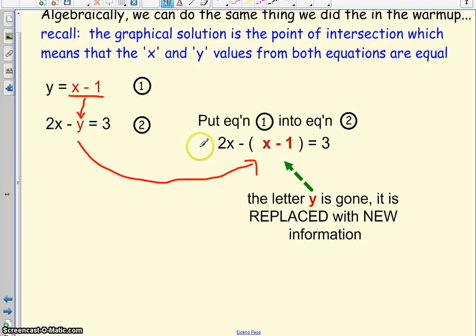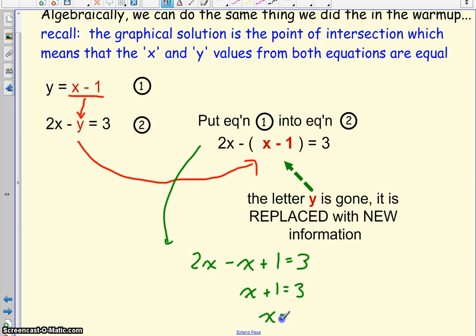So from here, solving further, I'm going to have 2x. Distributing the negative 1 through the brackets, I'll have 2x minus x plus 1 equals 3. Okay, I'm going to combine my like terms. 2x minus x is x. Then I wind up with x equals 2. Okay, so now that I've solved that equation, I have my x value. I still need to find my y value.